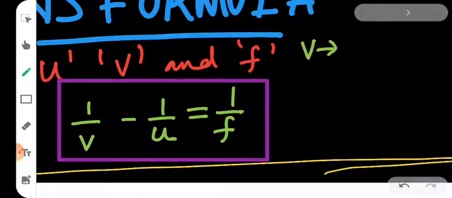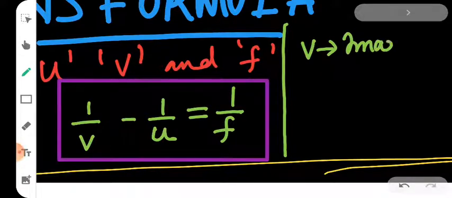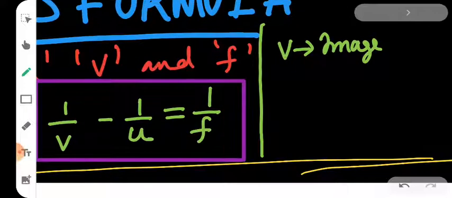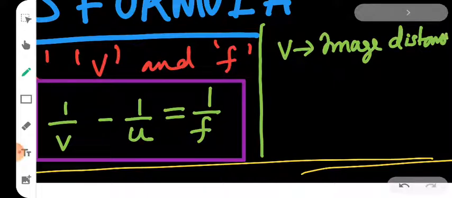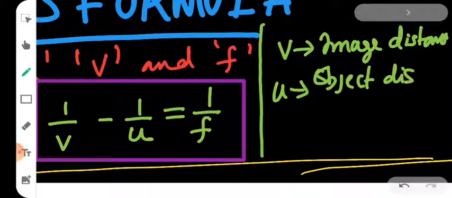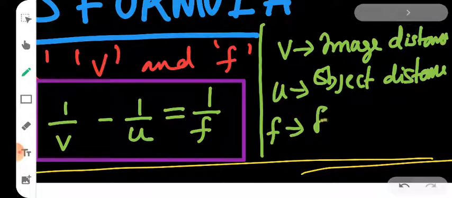Explaining the terms is very important, because anybody looking at the equation should understand what each term means. V is the image position, or image distance. I will call it image distance in this case. What about u? U is the object distance, and f is the focal length of the lens.